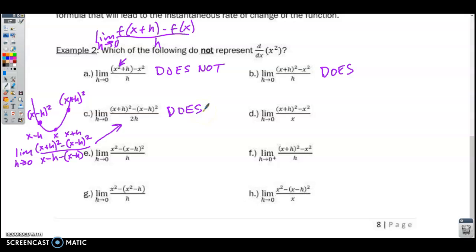D looks very similar to part B, the only difference being that we've got the x in the denominator, which is not how our slope formula works, so this does not represent the derivative. Let's see the next one. Well, the next one is basically a difference quotient using these two points, where the function is evaluated at x and at x minus h. This one does represent the derivative.